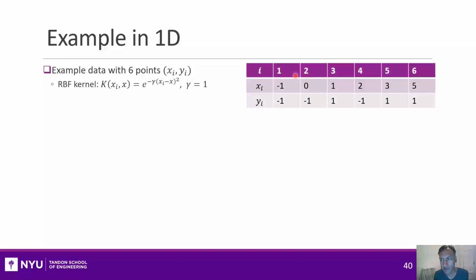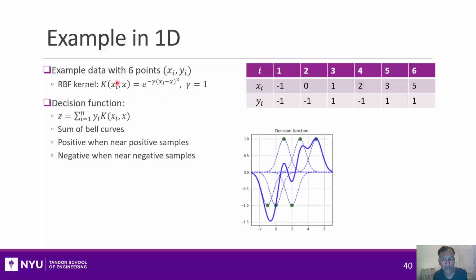So let's imagine I have 6 data points. I just made these up. And each of them xi is a scalar. And again, we have binary labels, plus or minus 1. And I fit a kernel classifier with our radial basis function kernel. So the first part is that we take this decision function, which is of this form.